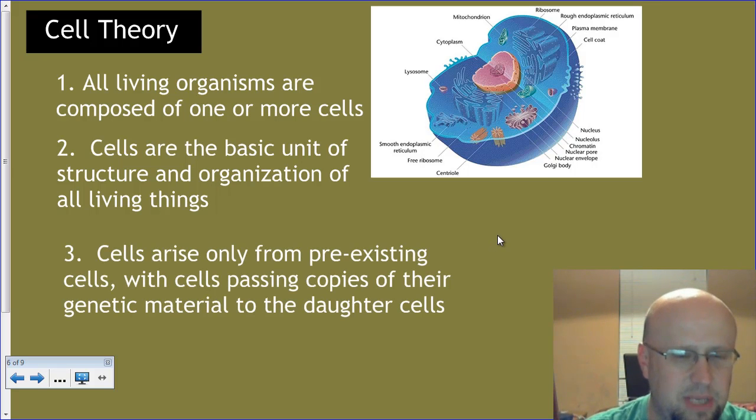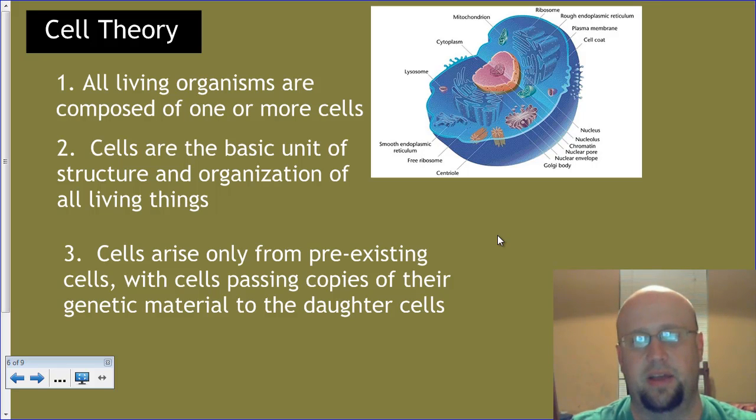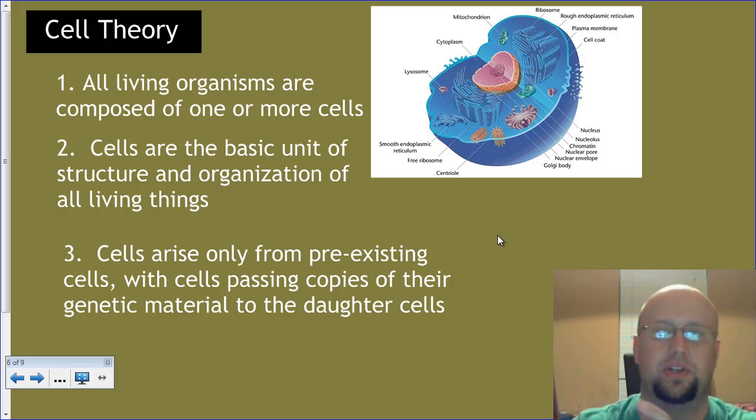The last one seems pretty wordy, but this goes back to Pasteur's point, is that cells arise only from pre-existing cells, okay, with cells passing copies of their genetic material on to the daughter cells. So that means life doesn't come from unlife in the biological sense, that there's no spontaneous generation, that there has to be a cell there in order to produce more cells.